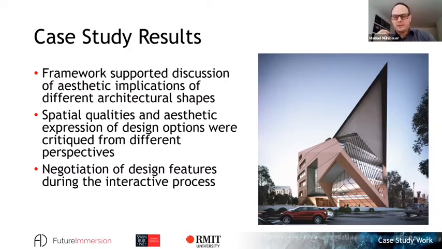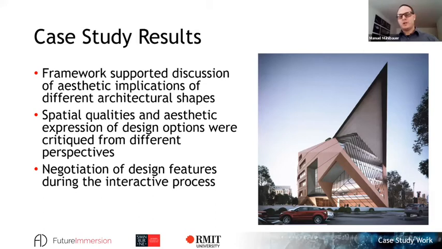Also, the spatial qualities and the aesthetic of the building could be explored on those different design options and then critiqued from different perspectives in a collaborative process. This kind of enhancement of the communication was something that emerged really now, in looking back and reflecting on the process. But this is another point that needs to be made.